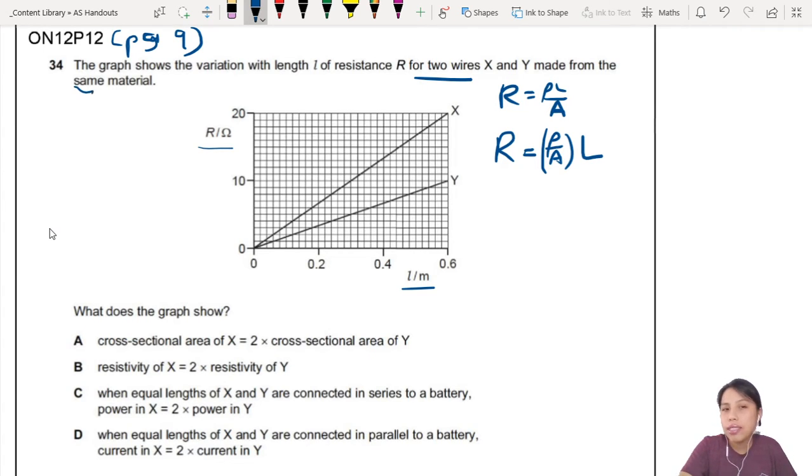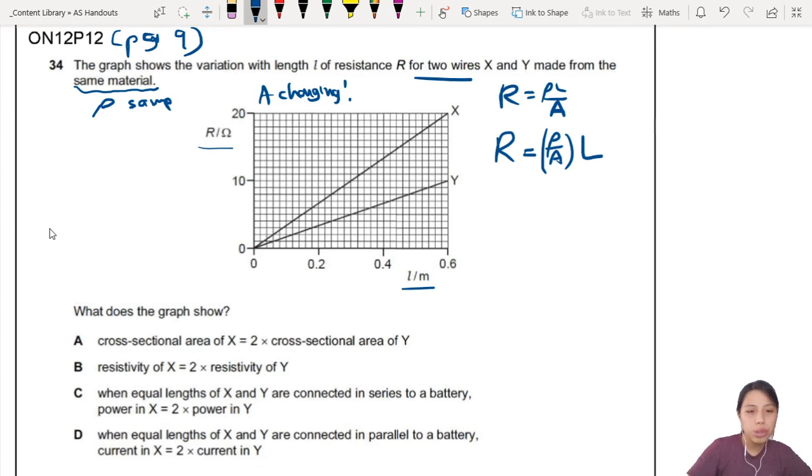So you're like, either rho is different for both metal or A is different for both metal. Wait a second, they said same material. So means rho is the same for both material. Means A is the one that's changing here. That's the difference between both material. But they have the same resistance, different area. So what does the graph show? There's a bunch of conclusions and you need to go through every single one of them to see which one is correct, which one is wrong.